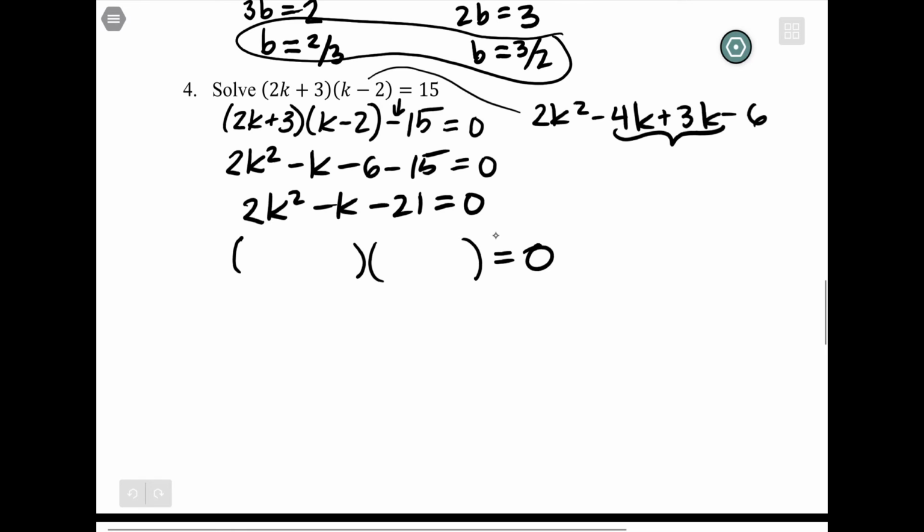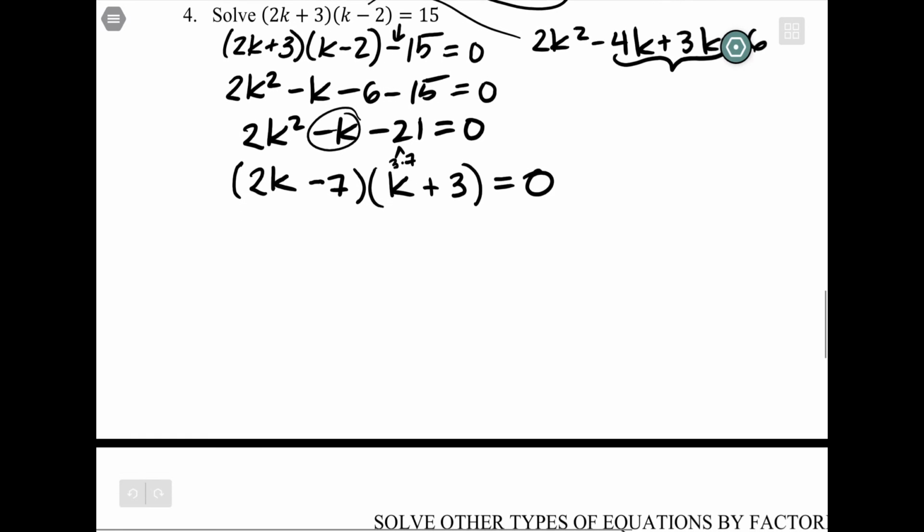So the first one at least is easy. I get a 2k and a k. And then I need factors of 21, so I'm thinking 3 times 7, and I can give 1 a negative. If I want to get a minus 1k, I think I better put the 3 here and the 7 here, so that my outside is 6k, and my inside is 7k. And if I make that a minus 7k and a plus 6, there's my negative 1k in the middle.